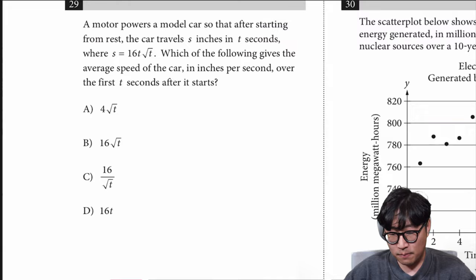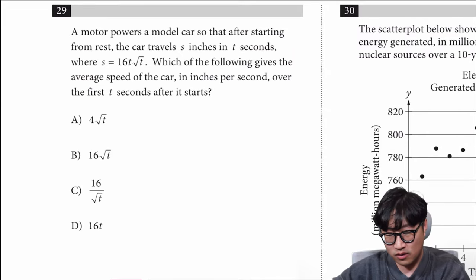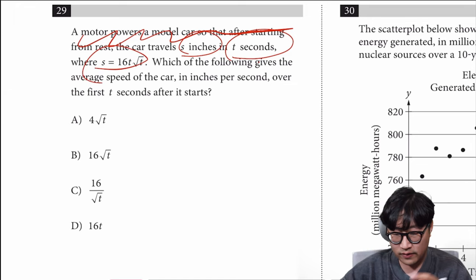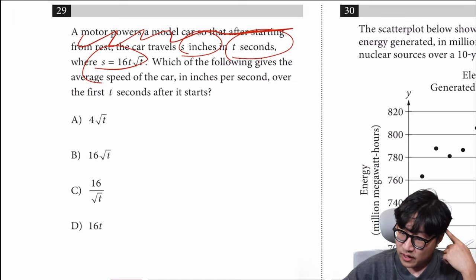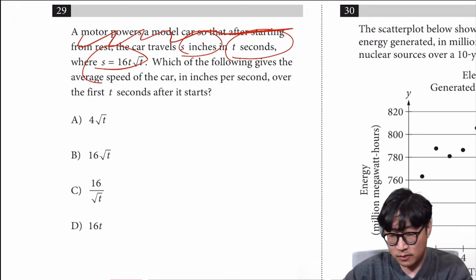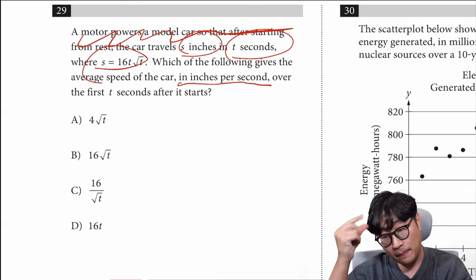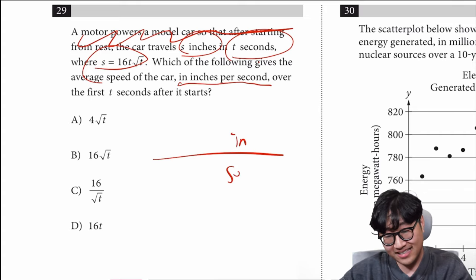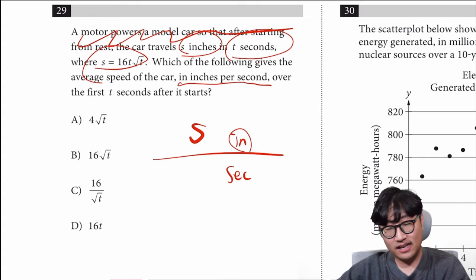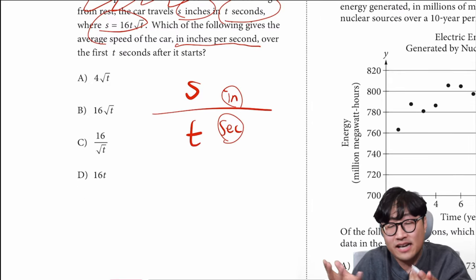Number 29. A motor powers the model car. S inches, T seconds. Which of the following gives the average speed of the car? It says inches per second. Just think about it: inches is the S and seconds is the T. So S over T is your answer.